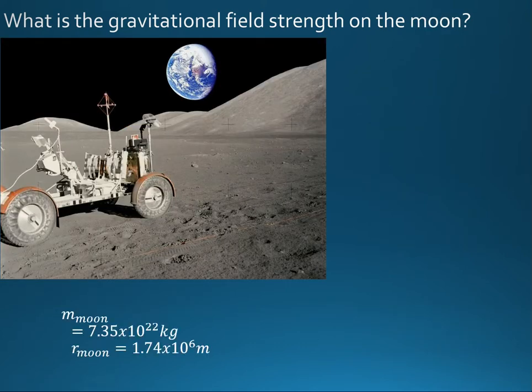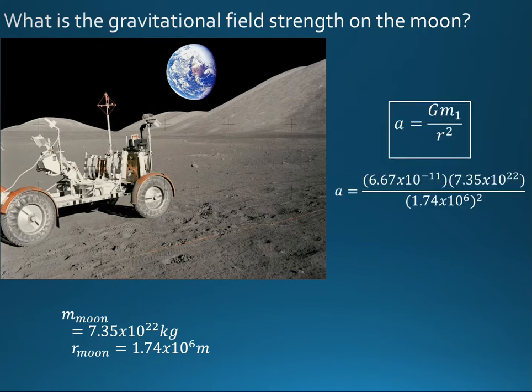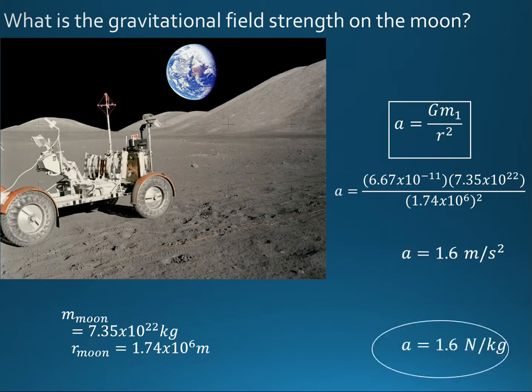So we can also do this for the strength of gravity on the moon. The mass of the moon is listed underneath, as is the radius. So using the same equation, we can plug in the gravitational constant, the mass of the moon, and the radius of the moon squared. Calculating it all out, we should arrive that the acceleration of gravity on the moon would be 1.6 meters per second squared, or 1.6 newtons per kilogram.